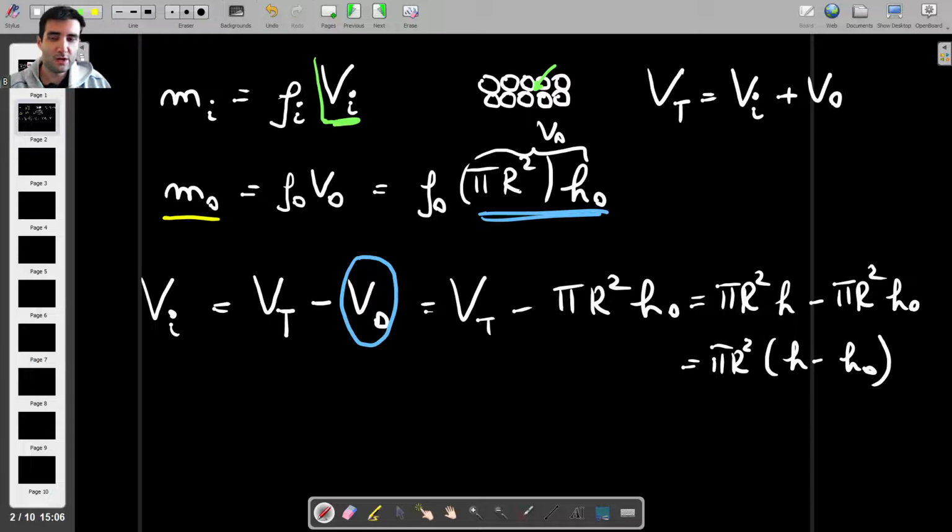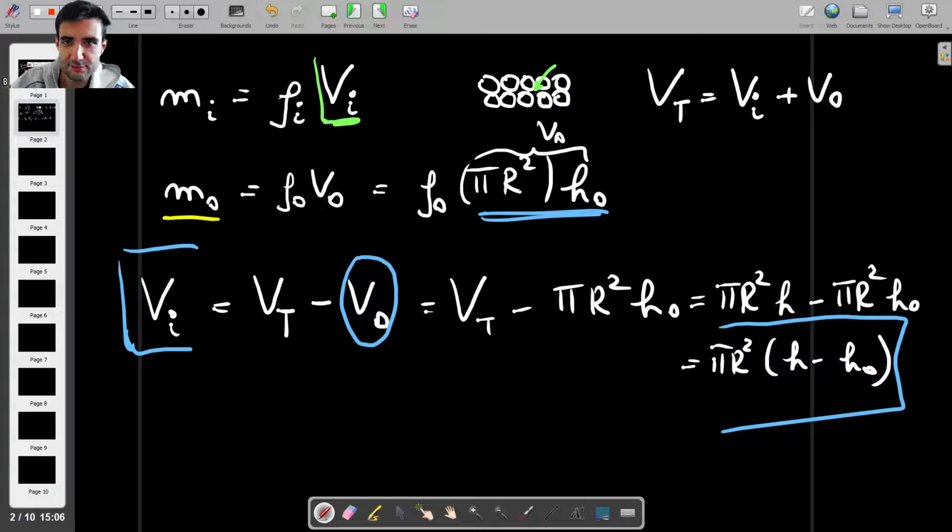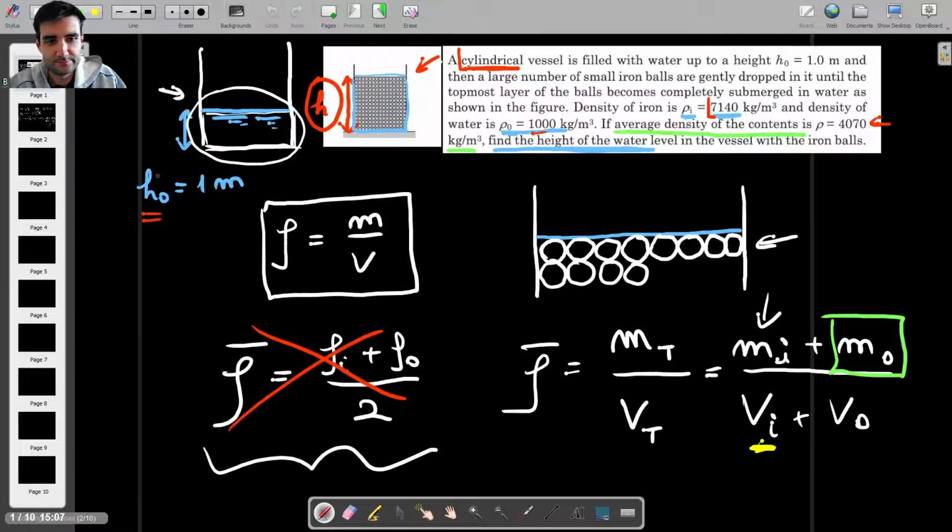So we have actually found an expression for the volume of the pellets, not by considering the individual pellets because we don't know anything about them, but by considering the total volume and the volume of the water. So we subtracted one from the other and we found a reasonably good expression for the volume of the iron. Right. Well, we have this one as well, but this one we just saw it's pi r squared times h naught. So let's put everything together and let's see what we get.